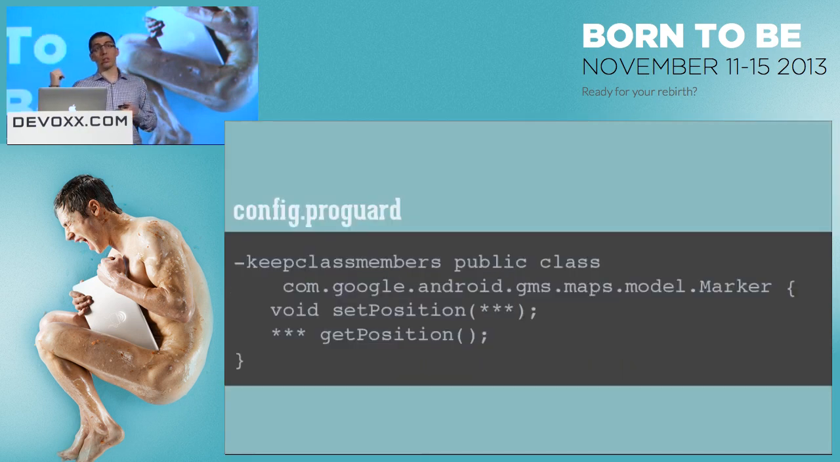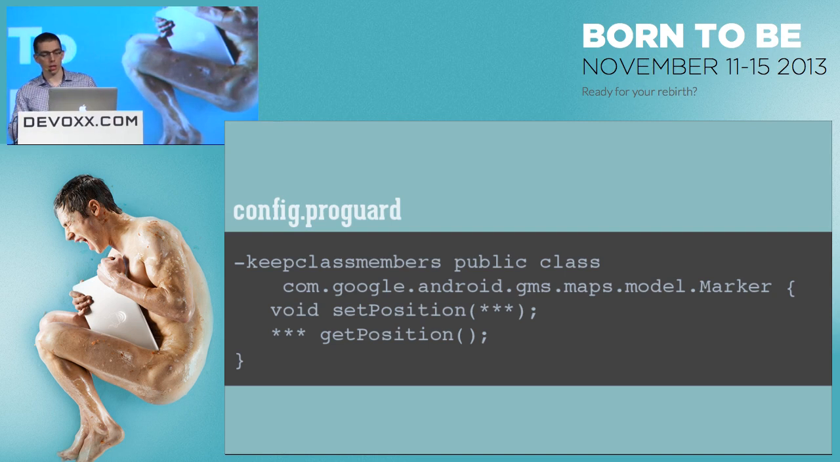But as I said, when you're using the animation framework, you're probably internally using reflection. So you have to make sure that ProGuard doesn't change the name of the marker method, and this is done just by doing that.